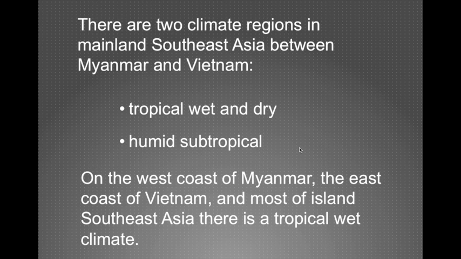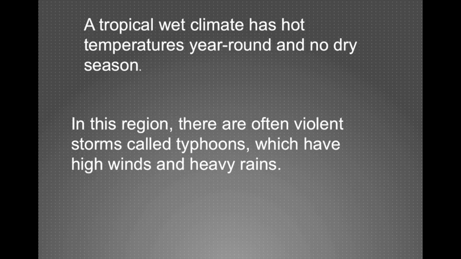Now, we're going to get into why there are tropical climates in this region in a bit, but I'll give you a hint, it's got to do with the equator. A tropical wet climate is hot year-round and has no dry season. So in this region, there are often violent storms called typhoons, which have high winds and heavy rains.